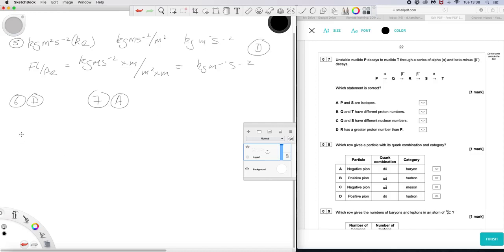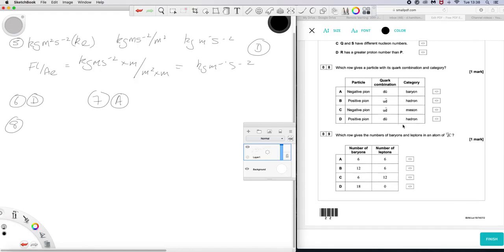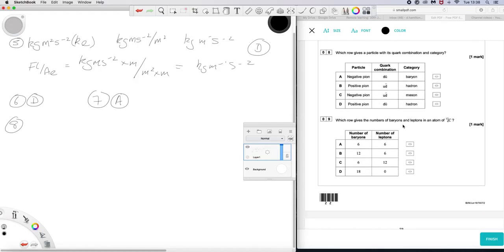Question 8. Bit of particle physics here. Which rule gives a particle with its quark combination and category? So the question is the pion a baryon, a hadron, or a meson? And do these quark combinations give us the right charge? So it's not a baryon because we've only got 2 quarks, so we can rule out A. So we're down to hadron or meson.